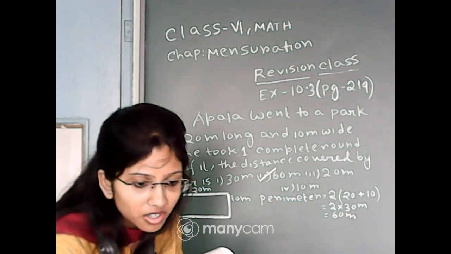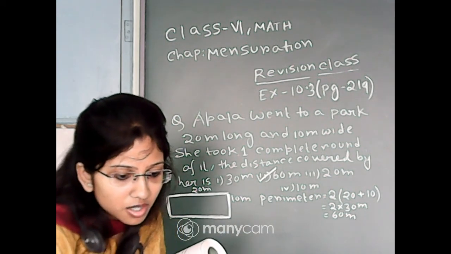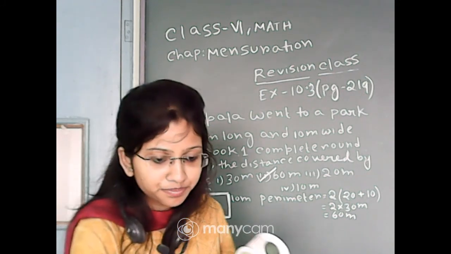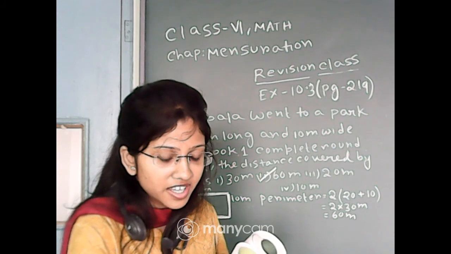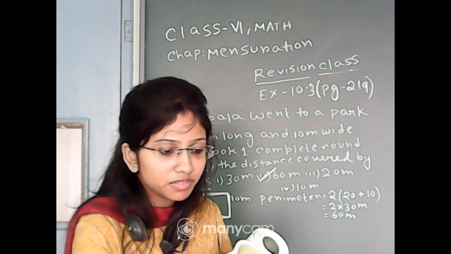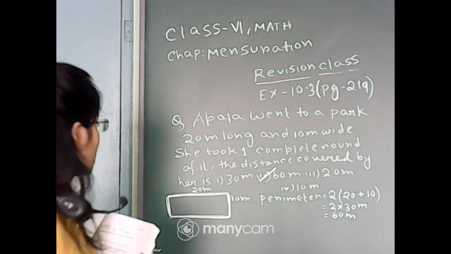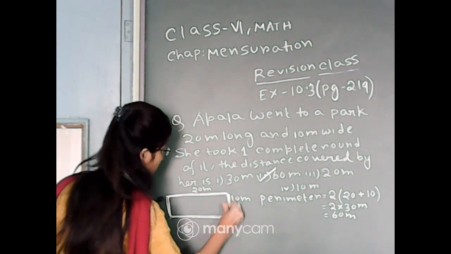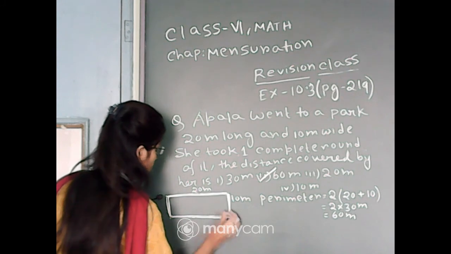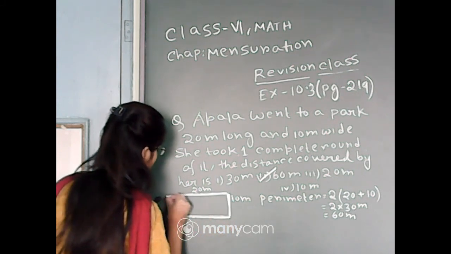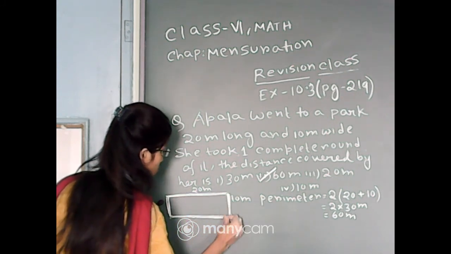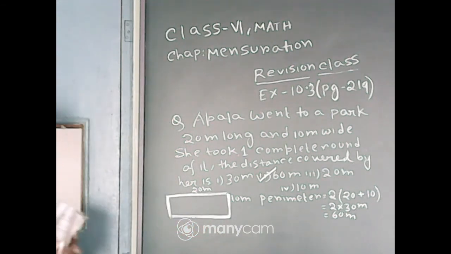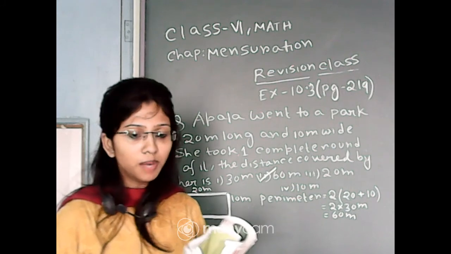Okay, Binayak, right answer. Okay, the math is clear to everyone. Here we find out the perimeter of the rectangular park. Since she took one complete round of the rectangular park, she covered this distance. So we find out the perimeter of the rectangular park.